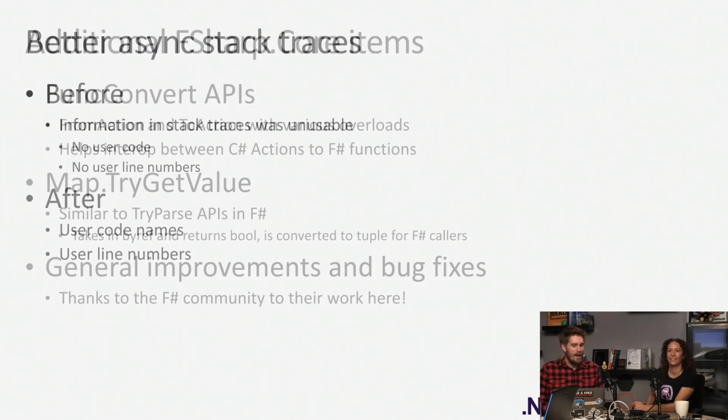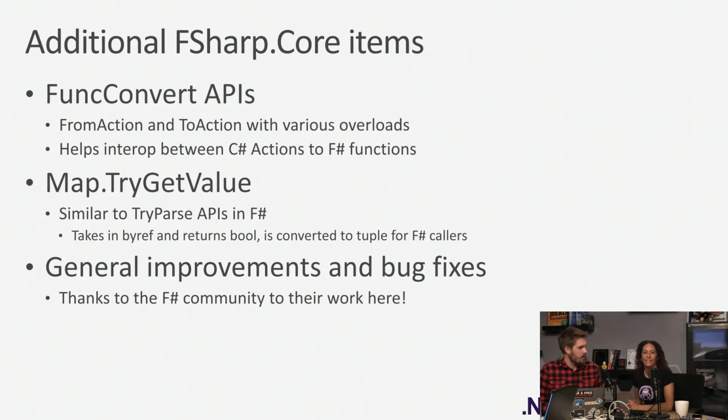Okay. So then there's some additional FSharp.Core things, just a nice little goodie bag. We got these FuncConvert APIs. So this is for C# interop. If you want to interoperate between C# Action types and F# function types, you can do this FuncConvert.FromAction and FuncConvert.ToAction. And we have various overloads for them that match the overloads of C# actions. With previous F# 4.1, you didn't have this, and so you had to create this little contraption to interoperate between the two. And so now you can just interoperate directly.